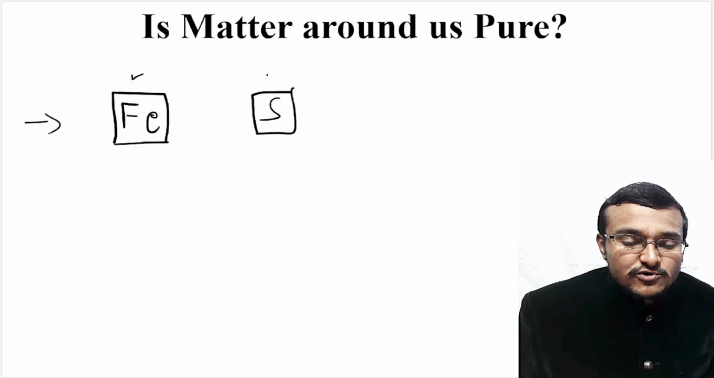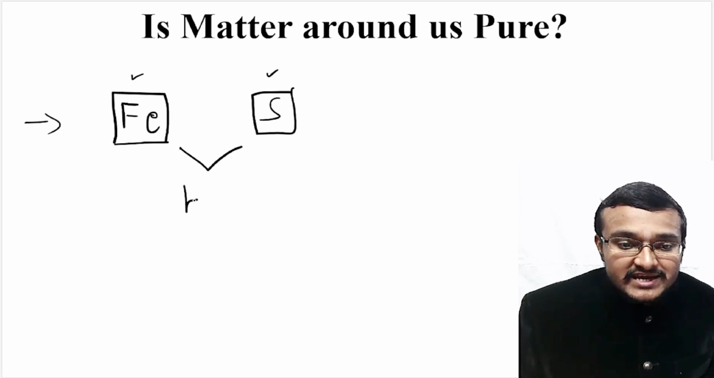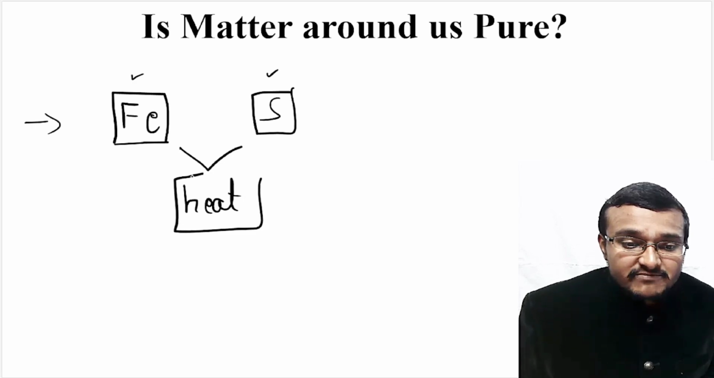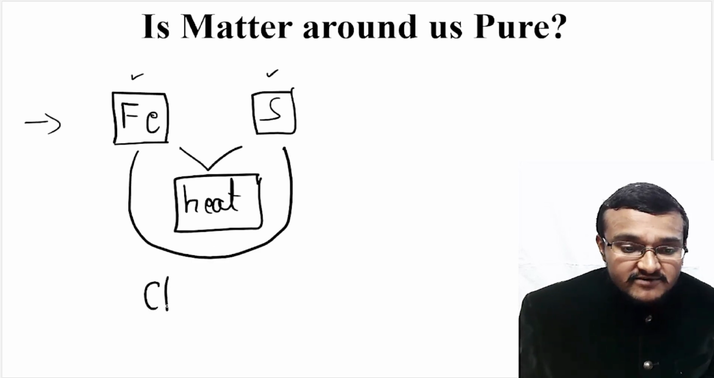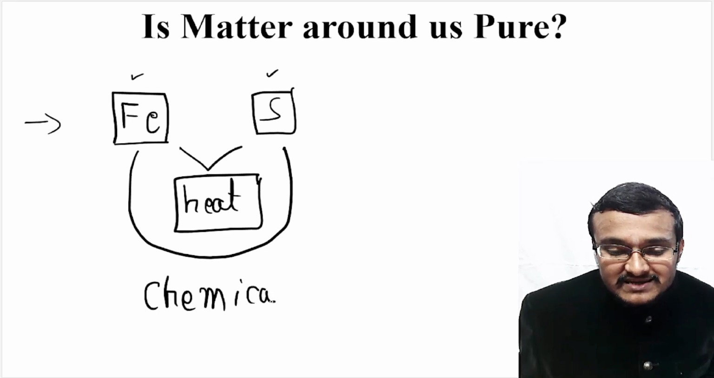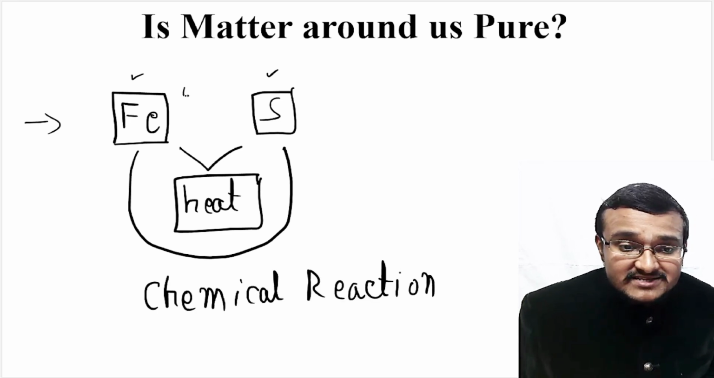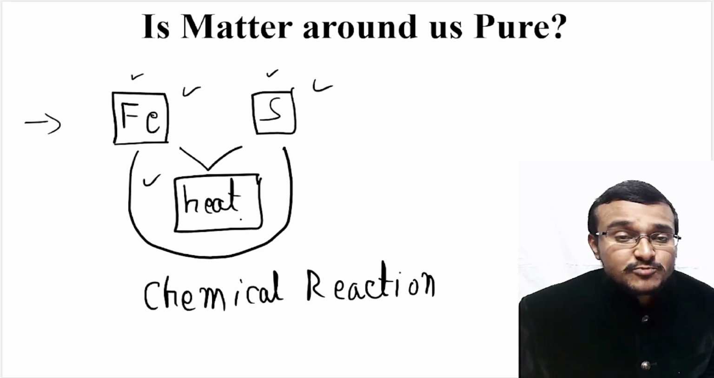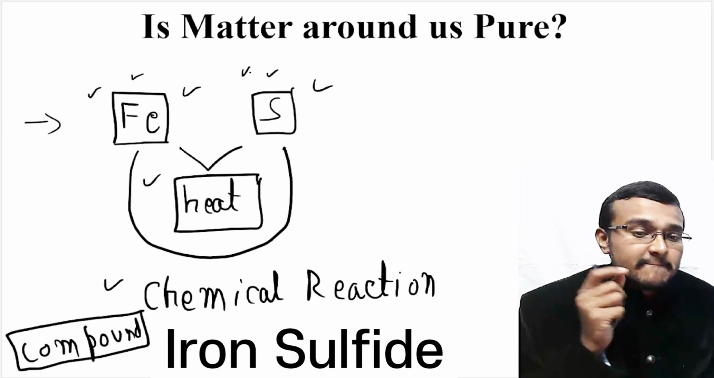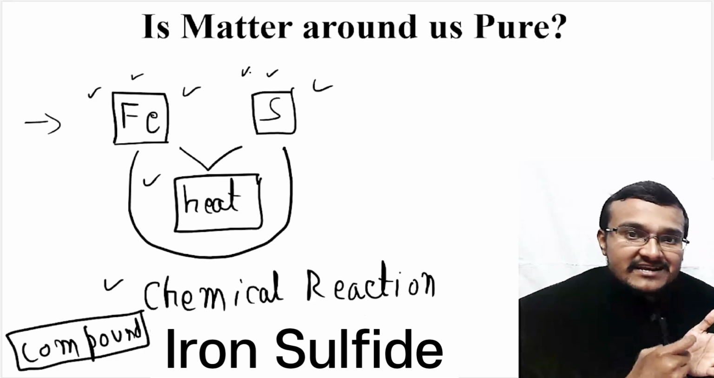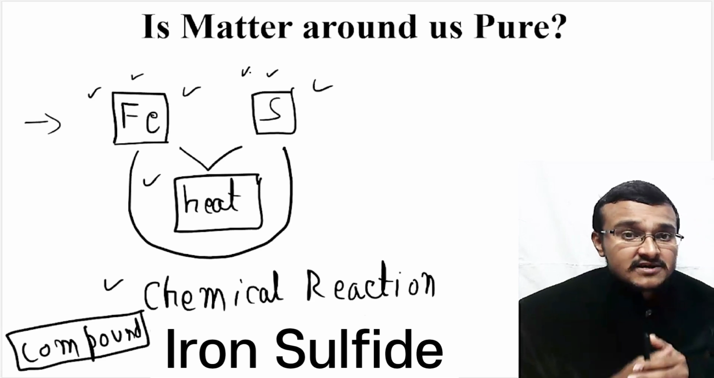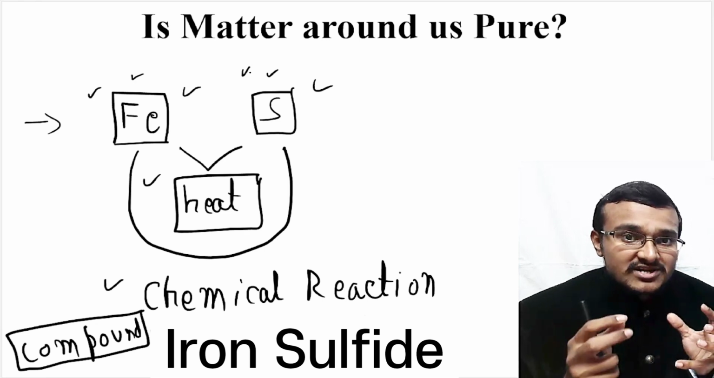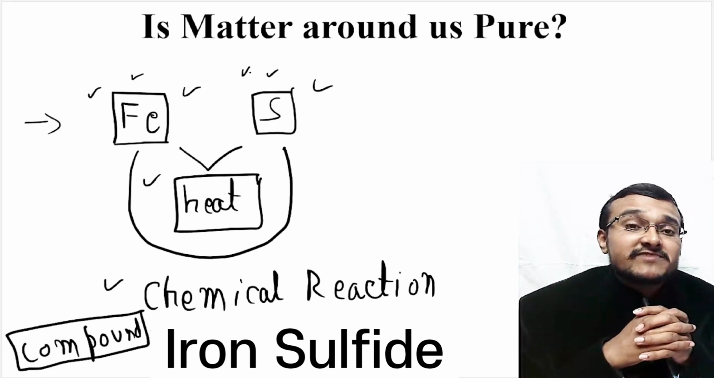Now if you mix iron filings and sulfur powder and heat this mixture, there will be a chemical reaction taking place between iron and sulfur when the necessary amount of heat energy is provided. The mixture of iron and sulfur was just iron and sulfur themselves. That's why when you mix iron and sulfur together, it is known as a mixture. But when you supply the necessary heat energy to this mixture, there will be a chemical reaction taking place between iron and sulfur.